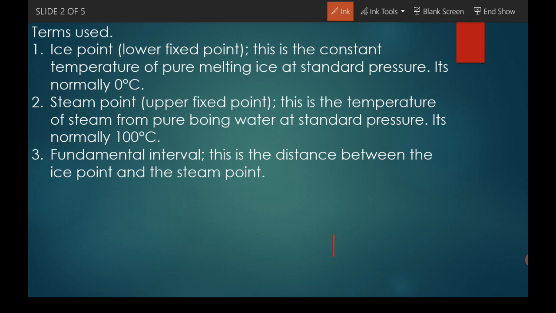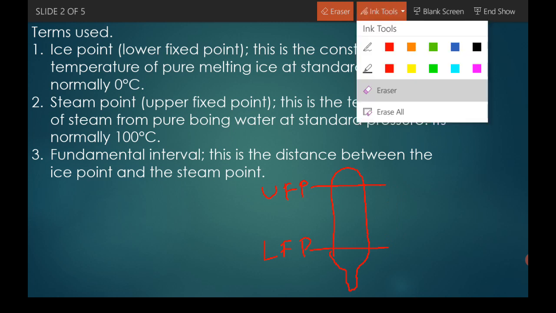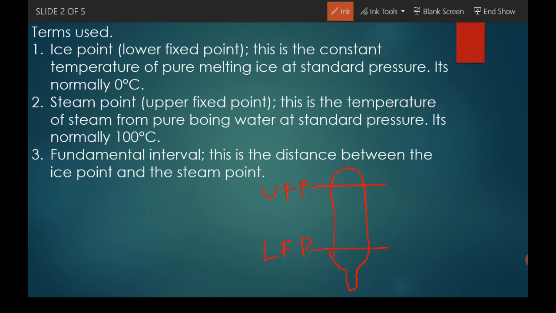In other words, for example, in case we have this thermometer here, let me try to do something here. I have my lower fixed point here, and then I have my upper fixed point there. Let me use UFP, upper fixed point or the steam point, and then I have the lower fixed point. The distance between these two is what you call the fundamental interval. Now, we normally take it that the temperature of pure melting ice is always equal to 0 degrees Celsius. The temperature of steam from pure boiling water is always 100 degrees Celsius.